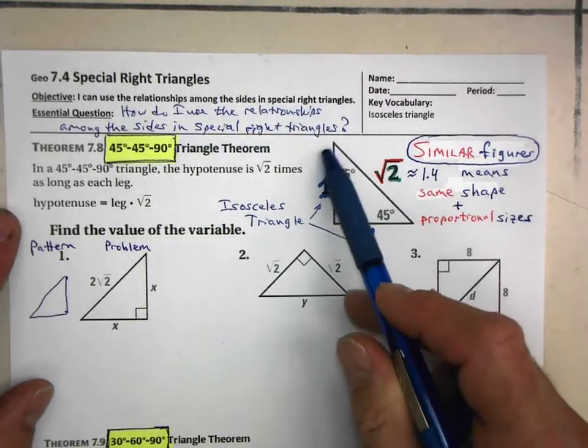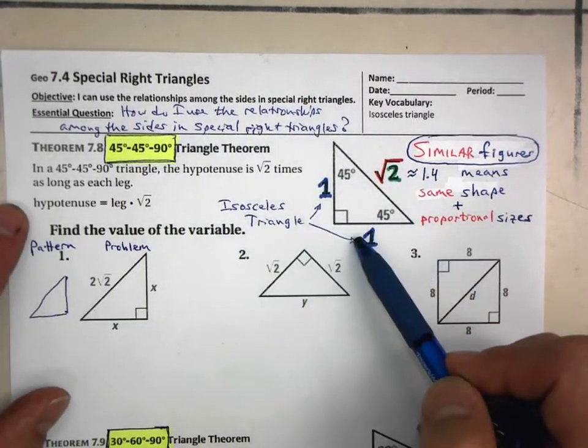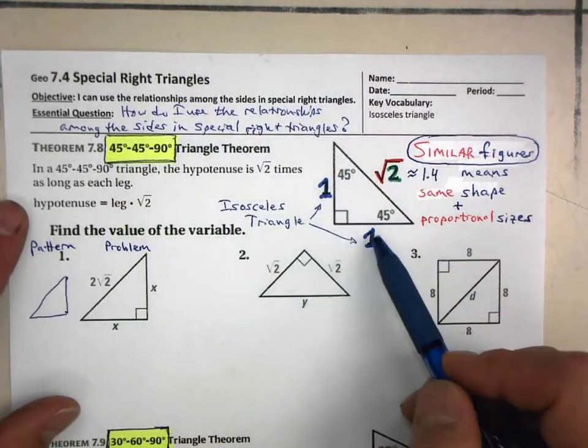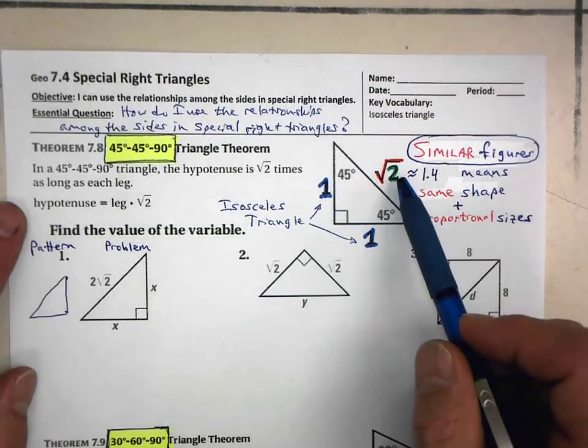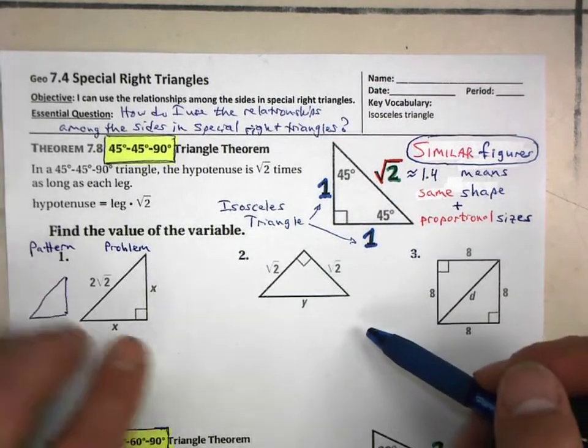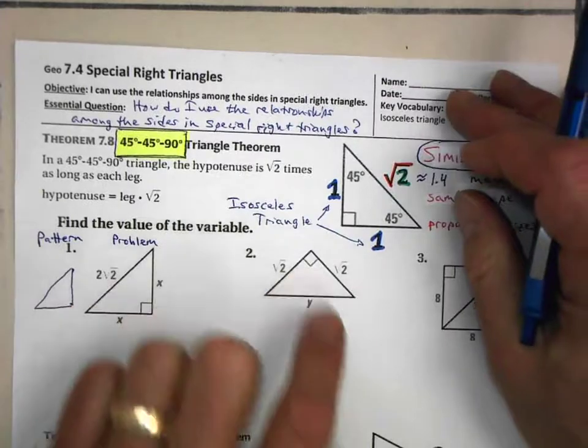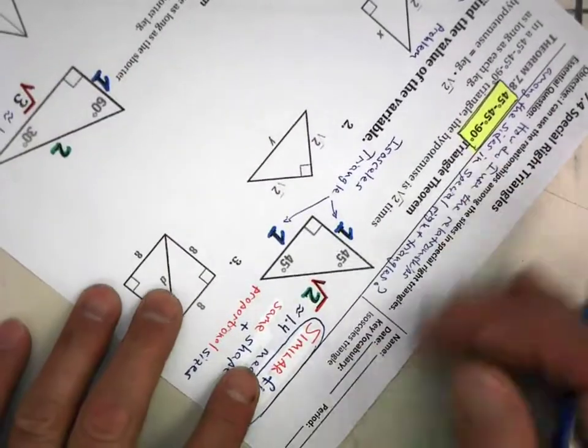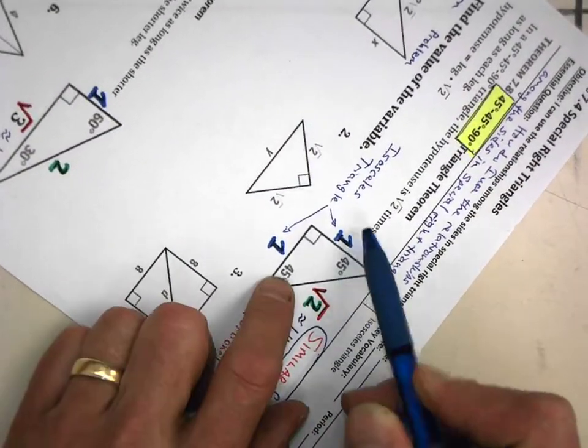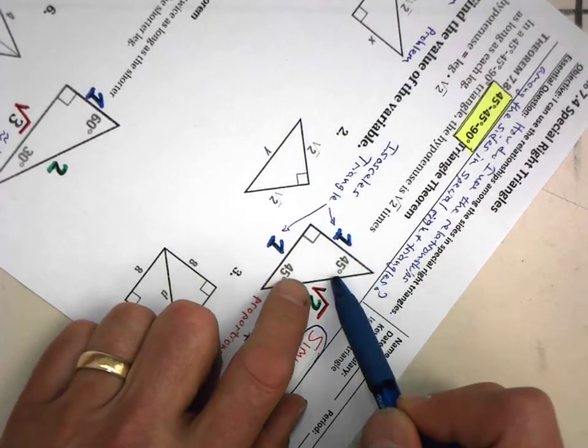And the pattern that I'd like for you to memorize is rather simple, 1, 1, square root of 2. So notice that, first of all, let's flip this thing over like this, and notice that 45, 45, okay, hey, these two angles are congruent.